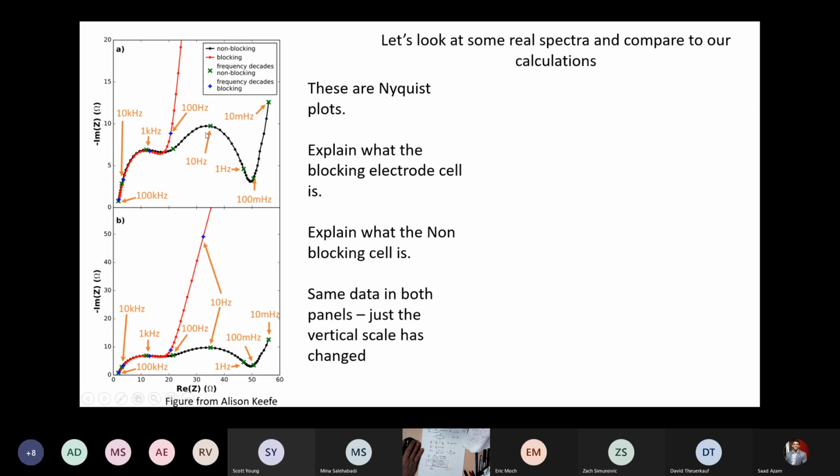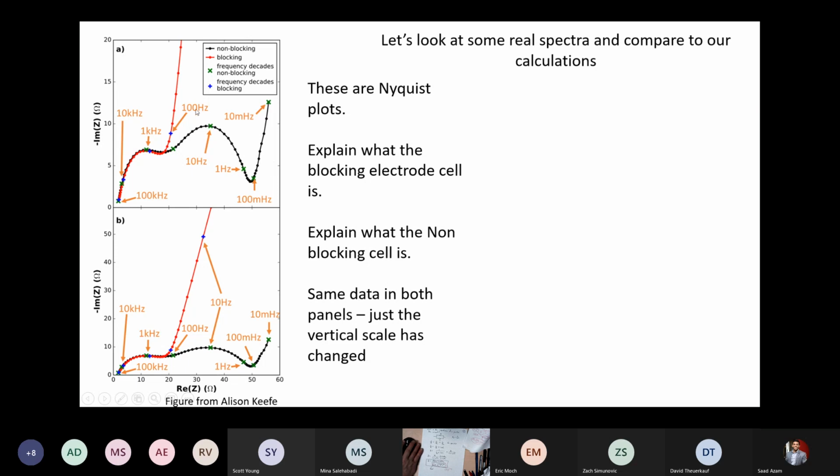So I need to explain to you what type of cell is being measured in this case, and there are two particular traces shown. One is for what's called a blocking electrode cell, the red, and the other is for a non-blocking electrode cell.